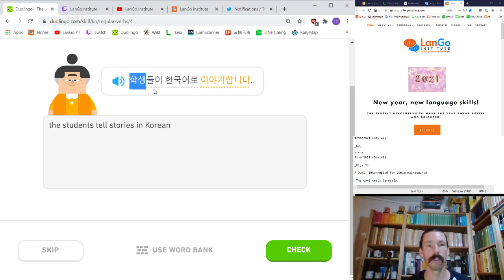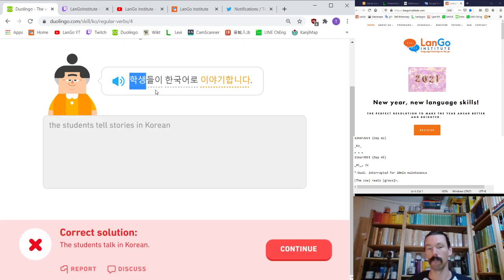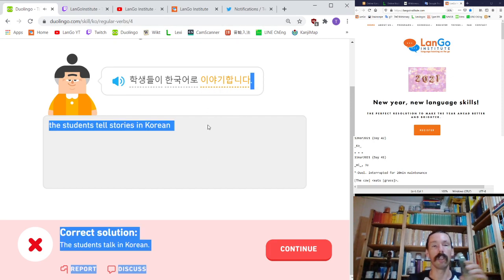학생, student. 들, first suffix, plural. 이 for subject. With 개, we saw the form 가 and 이. What we call allomorphs, different forms, but with the same function. Students talk in Korean. 이야기, okay, not story. 이야기합니다. Just good old speaking, 이야기.